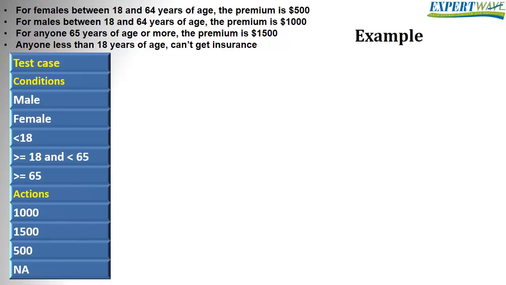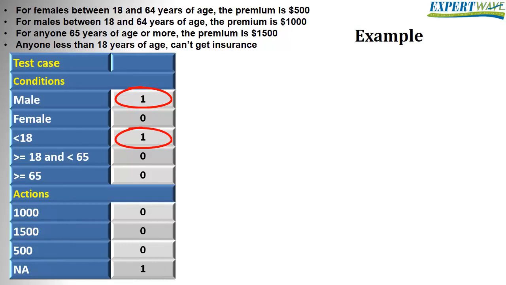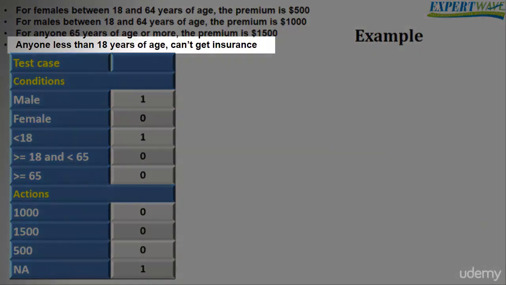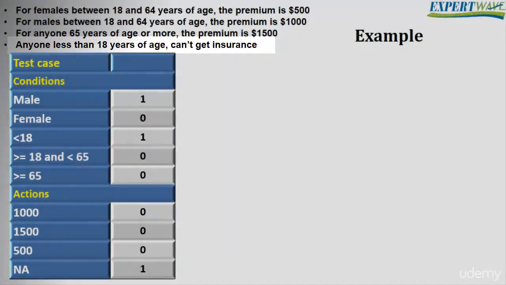In the first column, we're going to put 1 in front of male, which means we are talking about males, and 1 in front of less than 18. So for males less than 18 years of age, it's not applicable. So we're going to put 1 in front of not applicable.